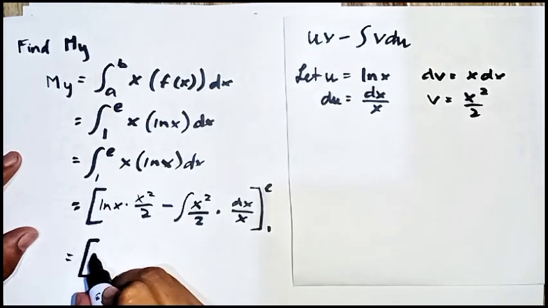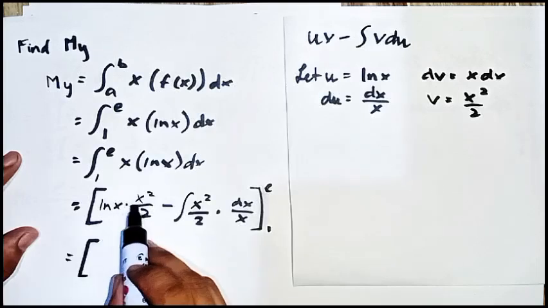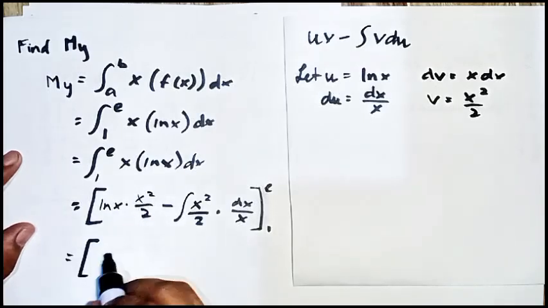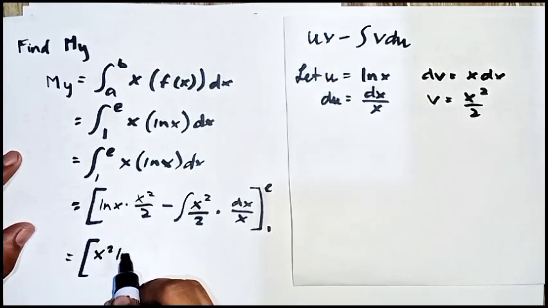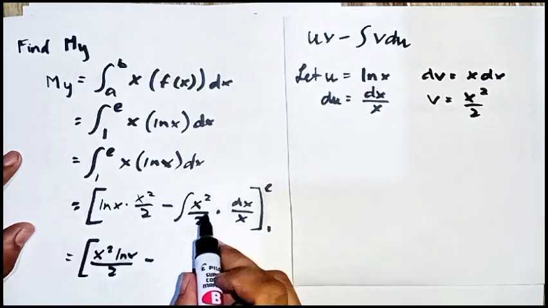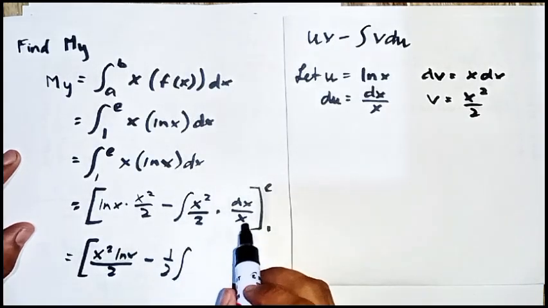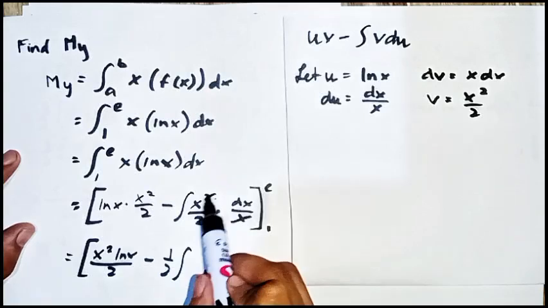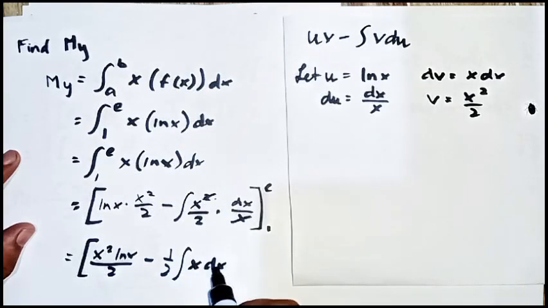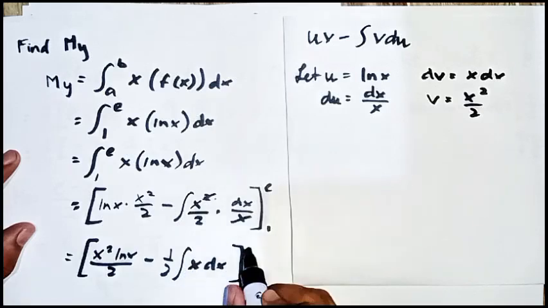So copy, let's multiply now. So ln x times x squared over 2, same as x squared ln x over 2. Minus, again, we have a constant 1/2 here, so let's put 1/2 outside the integral. So x squared times dx over x, so we can cancel the x at the denominator. So we have x dx, from 1 to e.